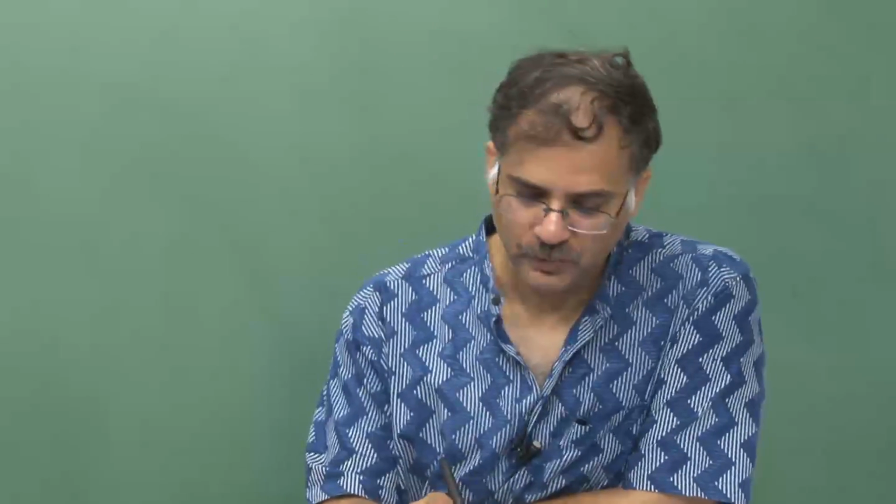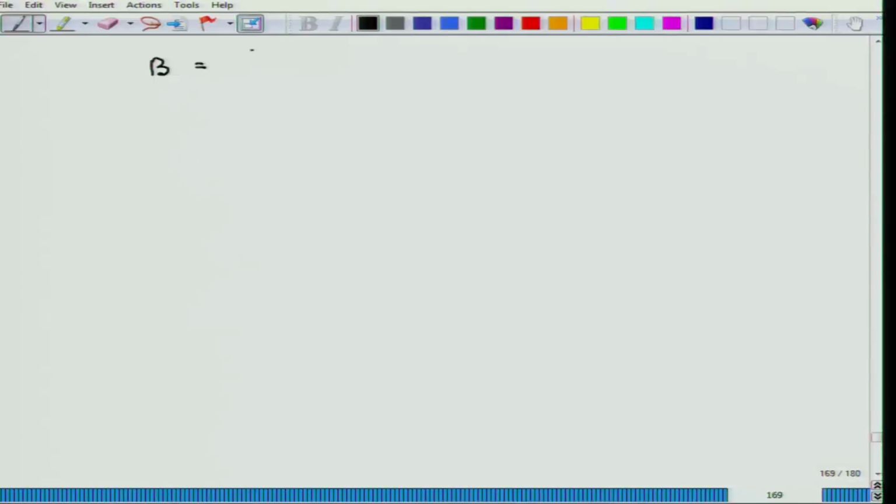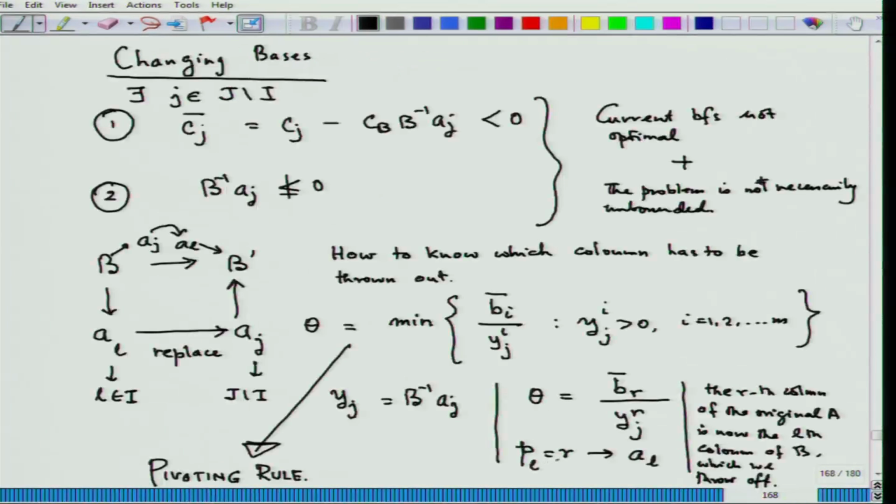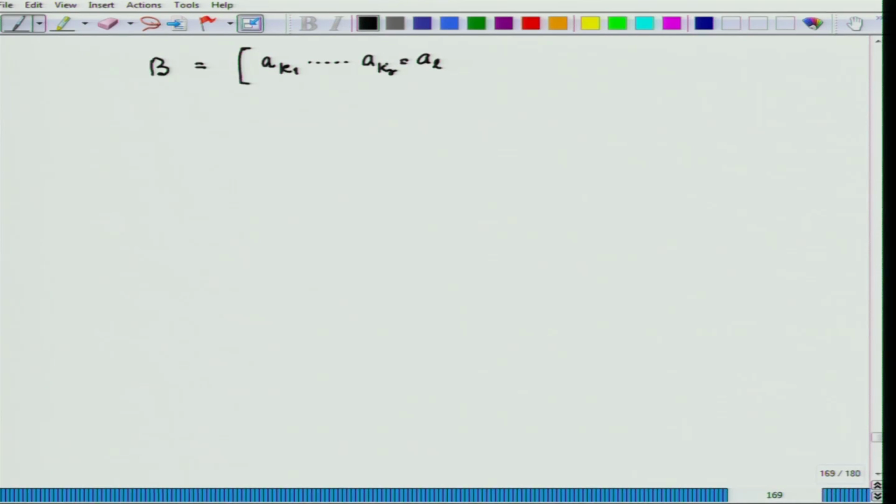Let us make some diagrammatic representations of what we have just been speaking about. Let B represent the basis matrix through its columns AK1, AKR is equal to AL. Okay. Sorry, I made a mistake here, I just have to change this. The Lth column of the original matrix is the Rth column of the basis matrix which we throw off. So, we are replacing the Rth column of the basis matrix. Now, the Rth column, K1, K2, Kr, is the Lth column of the original matrix.